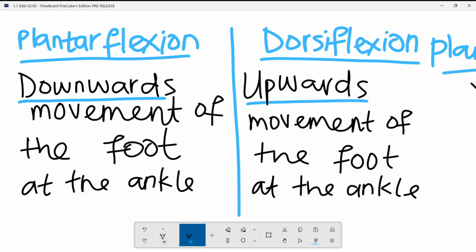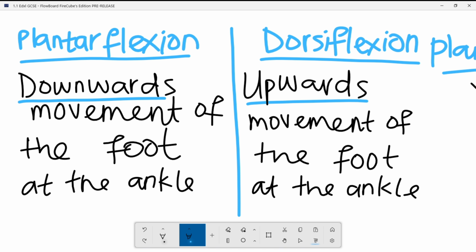We have plantar flexion and dorsiflexion. These are both movements that happen at the ankle. So plantar flexion is a downwards movement of the foot at the ankle. Meanwhile, dorsiflexion is the opposite. It's the upwards movement of the foot at the ankle. So think of plantar flexion like when you point your toes downwards, and dorsiflexion is when you bring your toes upwards towards your shin.